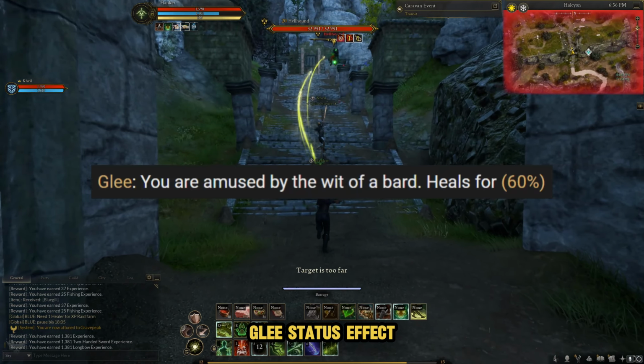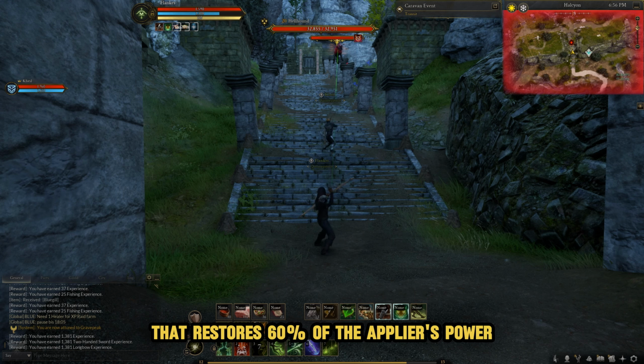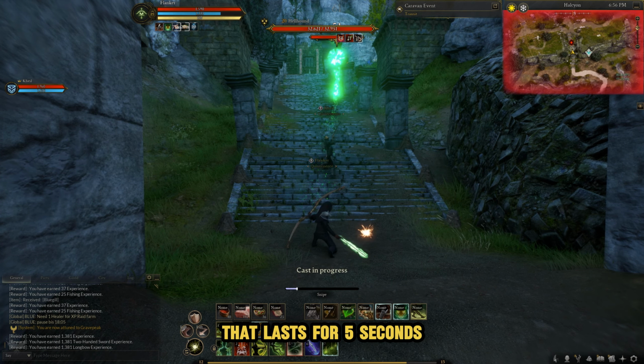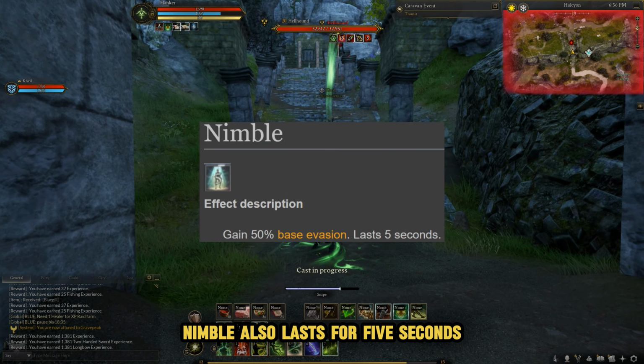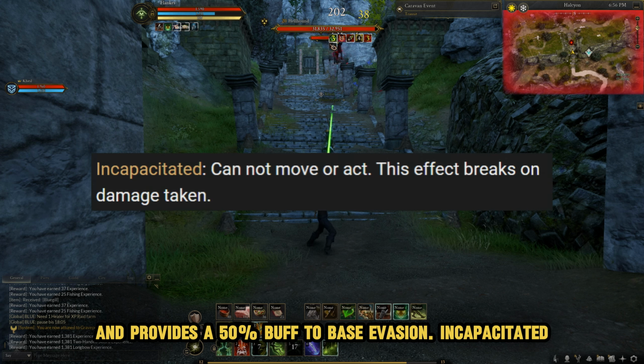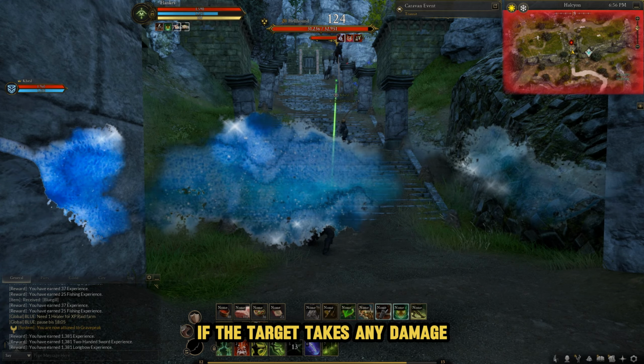Glee status effect is simply a healing effect that restores 60% of the applier's power. Pep provides a 20% movement speed buff that lasts for 5 seconds. Nimble also lasts for 5 seconds and provides a 50% buff to base evasion. Incapacitated is essentially a sleep effect that breaks if the target takes any damage.